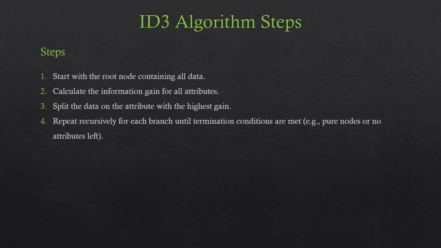Fourth, repeat recursively for each branch until termination conditions are met. The algorithm continues splitting the data for each branch by calculating the information gain for the remaining attributes in the branch. This process continues until one of the following termination conditions is met.